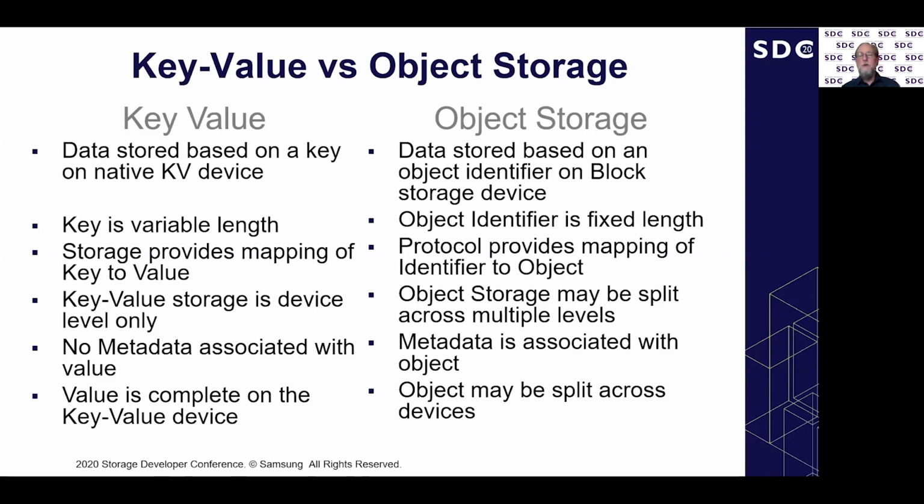In object storage, the object may be split across multiple devices, and the splitting of that is handled by a protocol or software layer somewhere above the physical device. One of the things that means is in key value, because your entire value is stored on the device based on a key, it makes your data potentially more searchable. In object storage, you have to pull your object together from the multiple devices and then do whatever searching you want to do on that object.